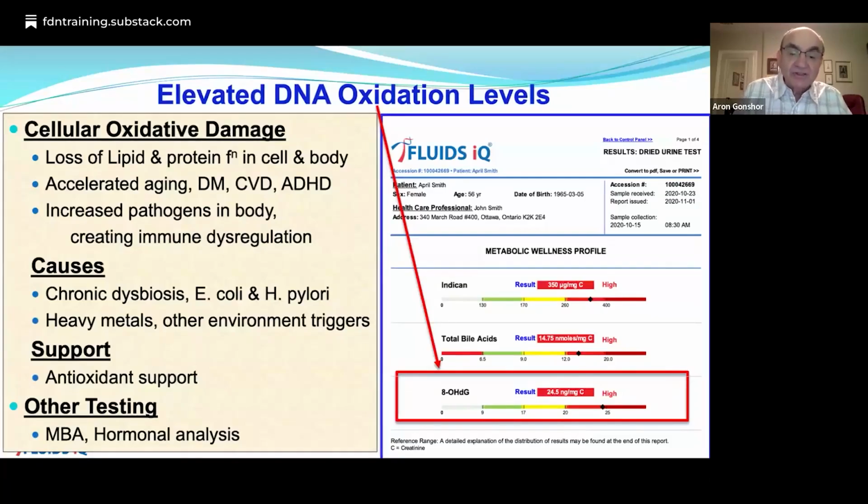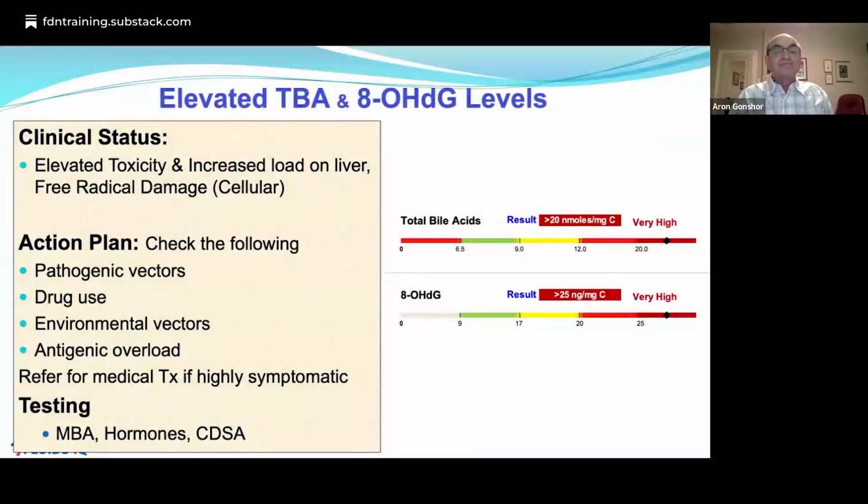And so, what are some of the causes? Well, chronic dysbiosis. Don't forget, dysbiosis, especially when it is chronic, can cause major problems for the rest of the body. Heavy metals, other environmental triggers, all can be extremely important. What's the support? Well, one of the first supports is antioxidant support, because clearly there's an oxidation issue here. And so you've got to do that. Testing, MBA, the hormone analysis, you can do the stress and hormone profile, another one of the foundational tests of FDN.